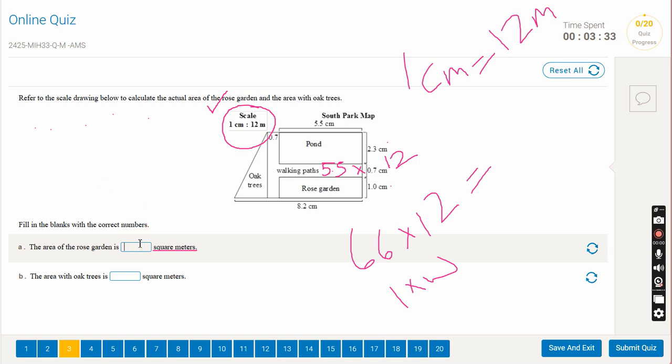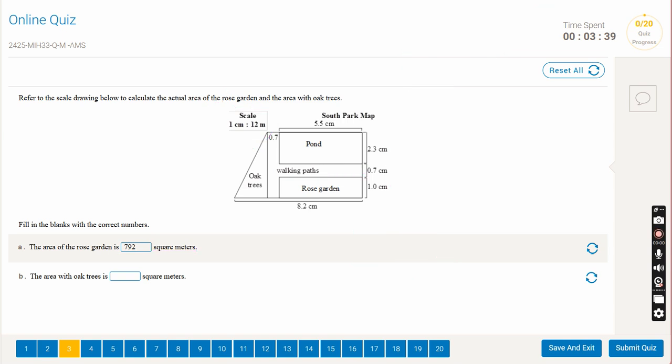Let me revise it with you again. What happens here is that first of all, you have this rectangle. All the numbers here are given in centimeters. We don't want it in centimeters. They want it in meters. How do we know that? It's written here. You know that this length is equal to this length, so the length of the pond and the length of the rose garden are equal. The width of the rose garden is 1.